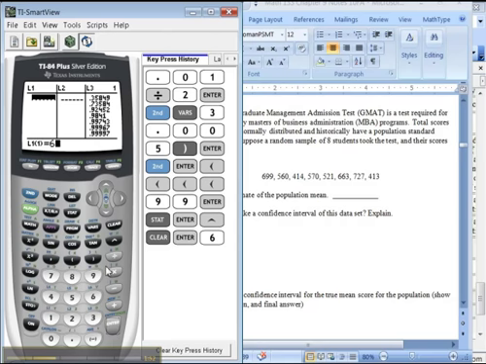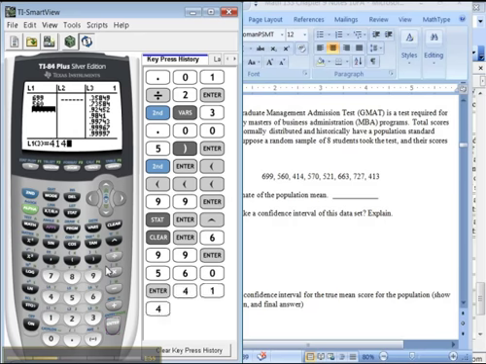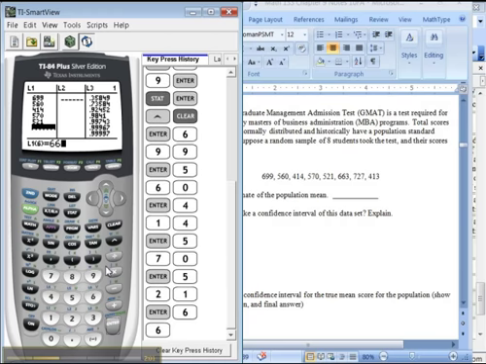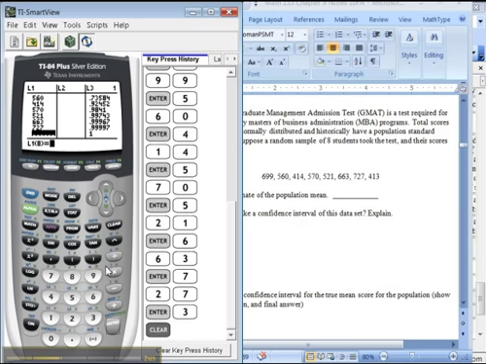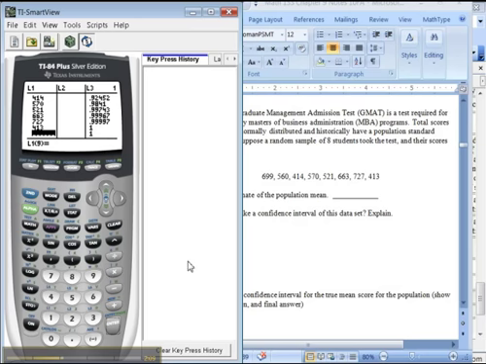Okay, 699, 560, 414, 70, 521, 63, 727, 413. All right, clear those key histories. You don't need to see all that. Okay, so there's the data right there.